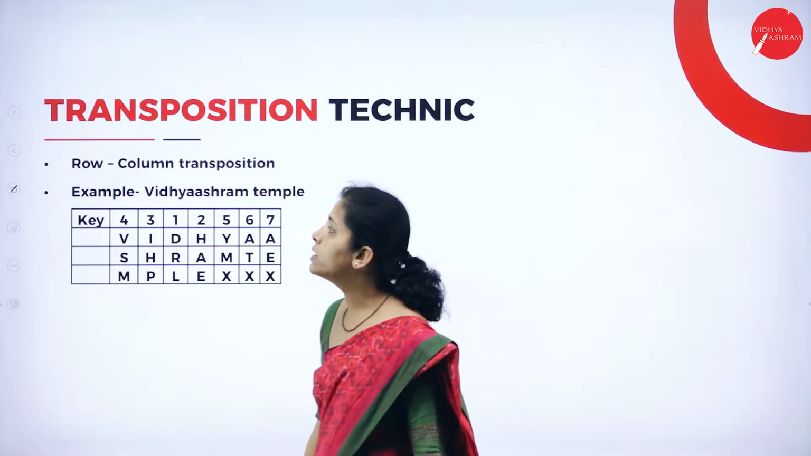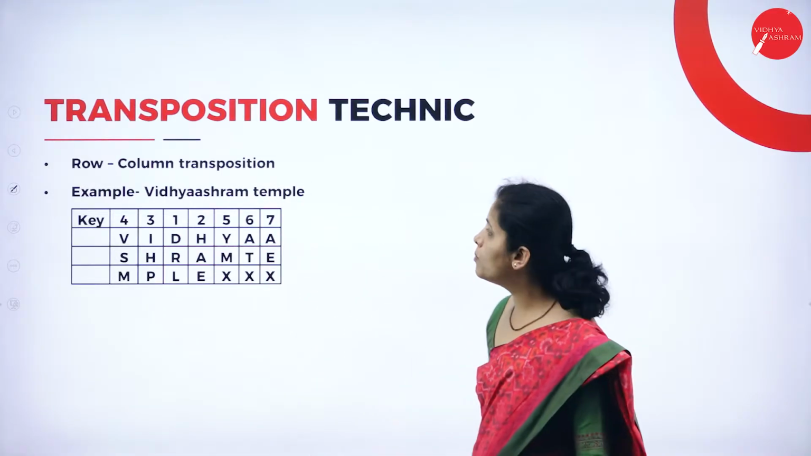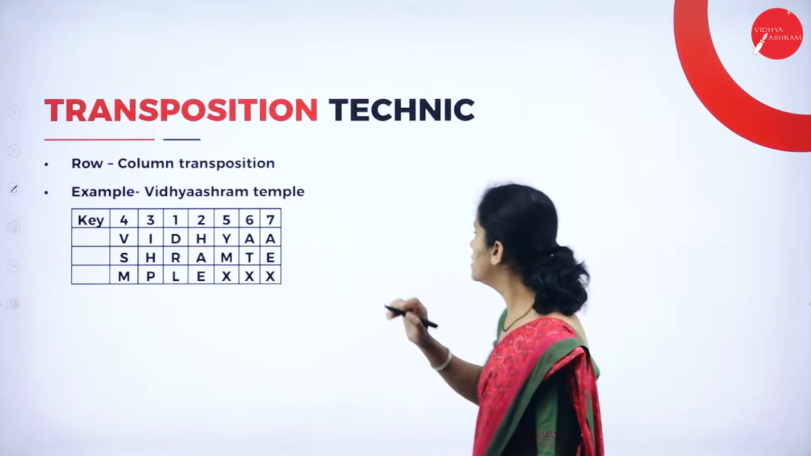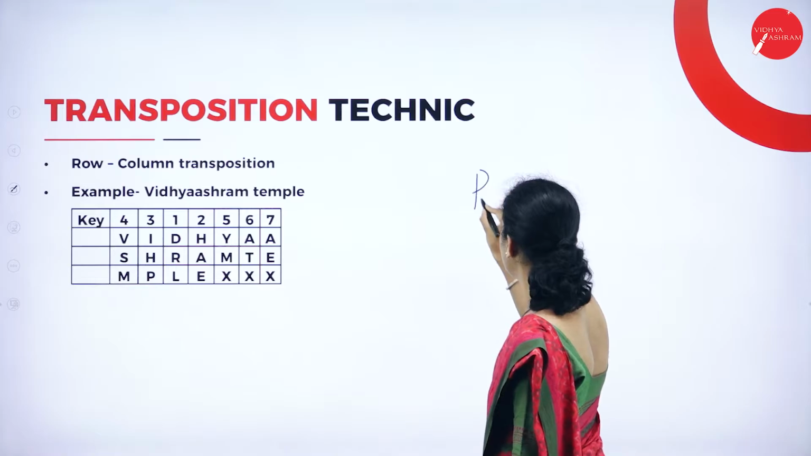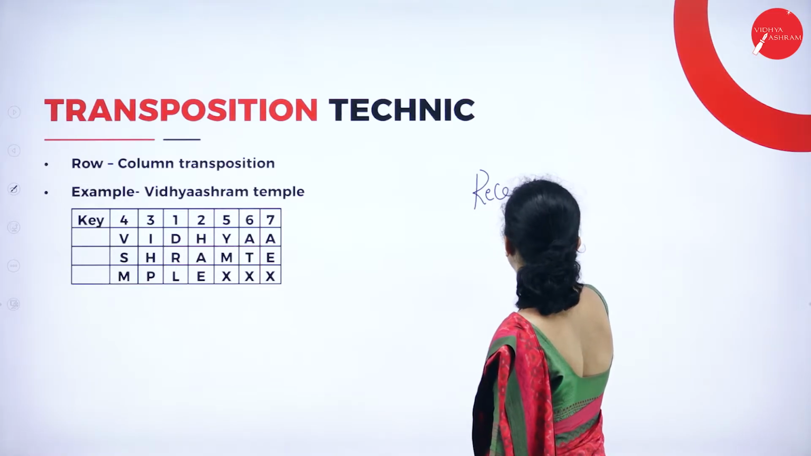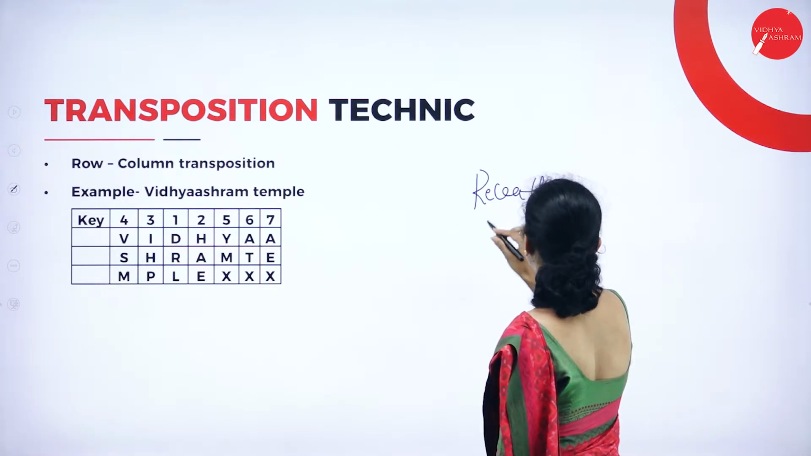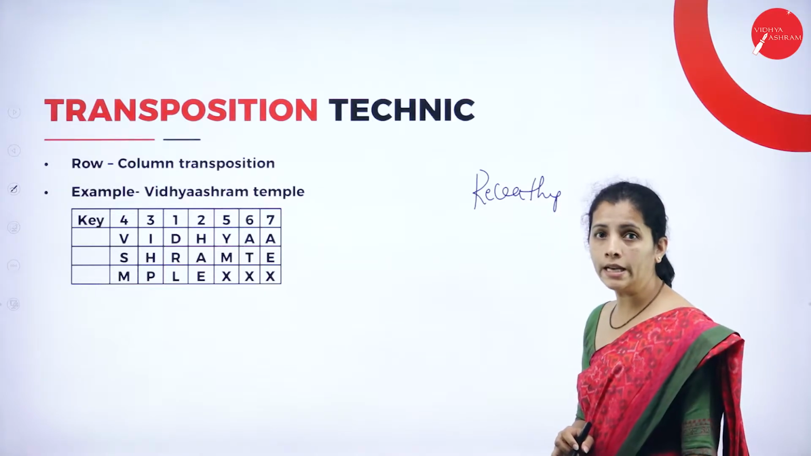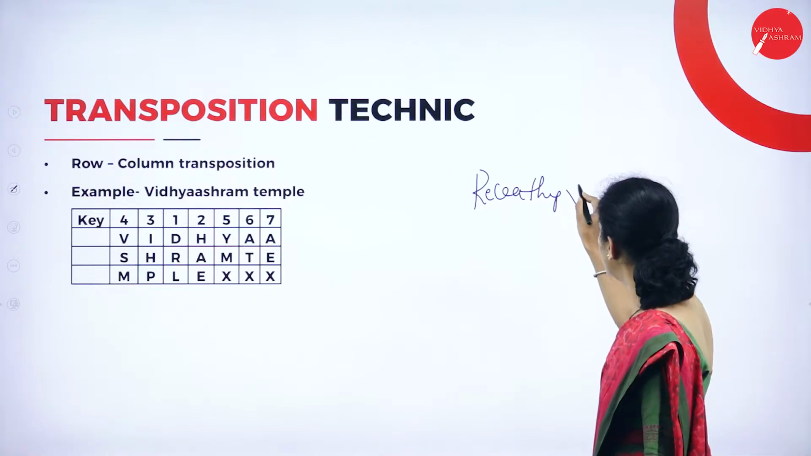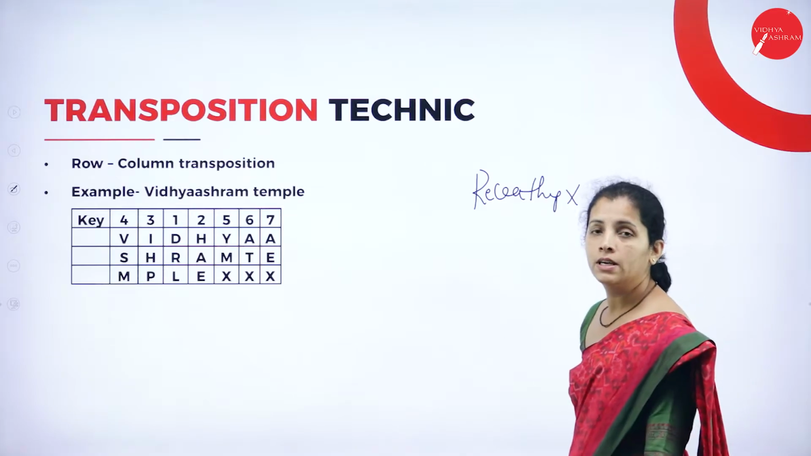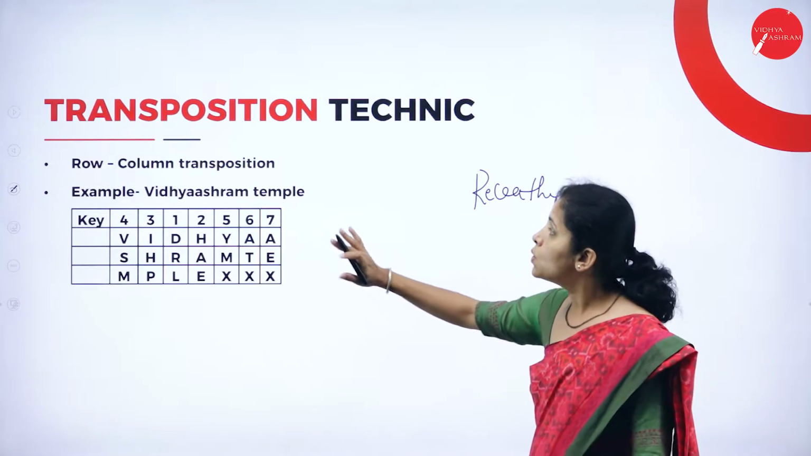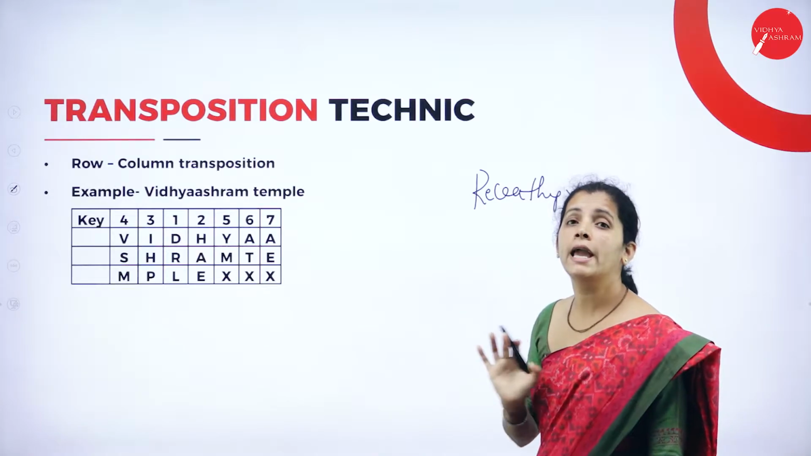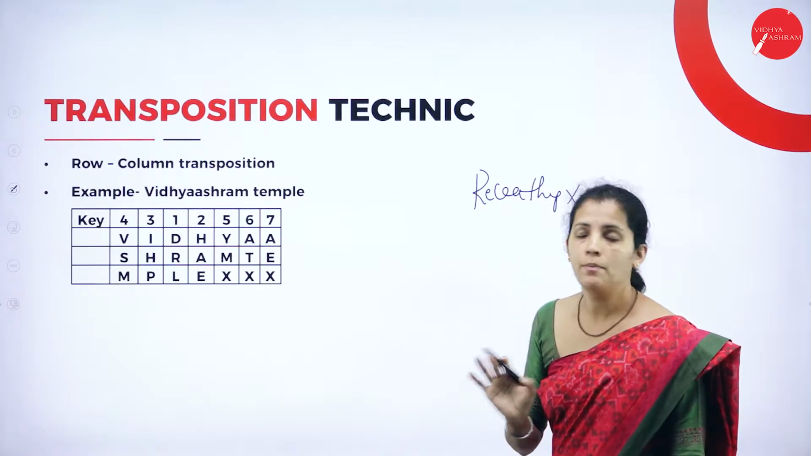Now I'm going to represent, that is in the form of table. So that is in the form of matrix. So here if I consider my name Revati, okay, so here I'm having total 7 letters. To make it even, I'm going to add a dummy letter. Now, in the row column transposition, I'm not going to consider any key.